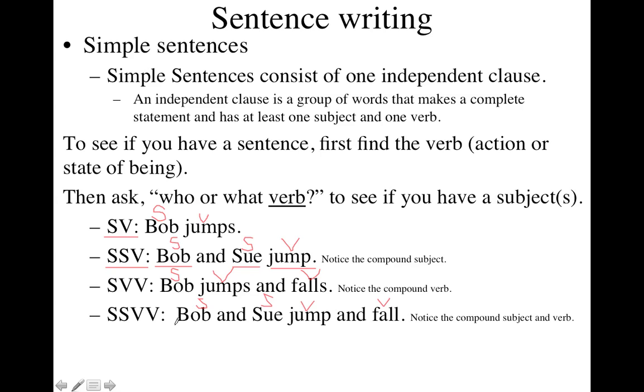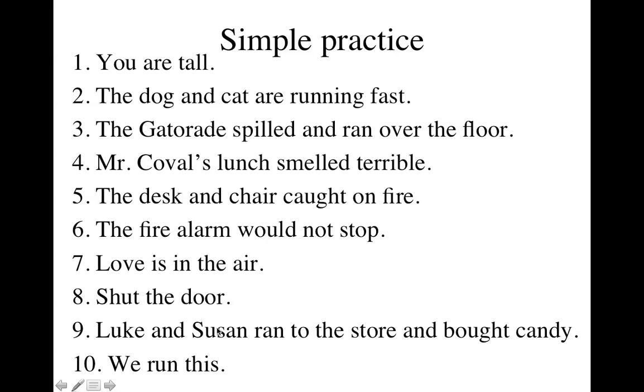Notice with a compound subject, the two subjects are together. In a compound verb, the two verbs are together. It's not subject, verb, subject, verb. It's S, S, V, V. Two subjects, two verbs together, separated by and. But the subjects are together and the verbs are together.